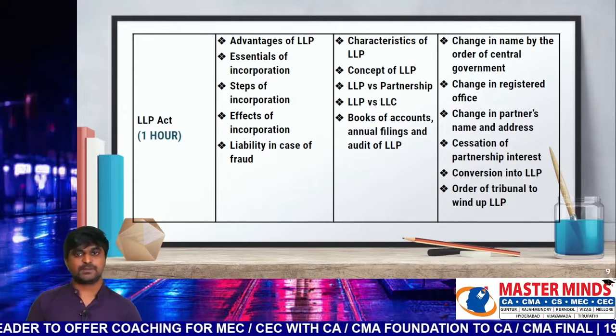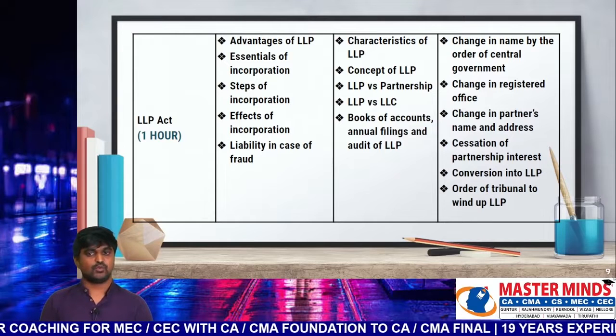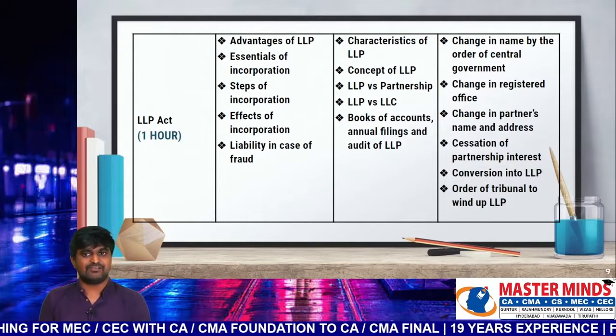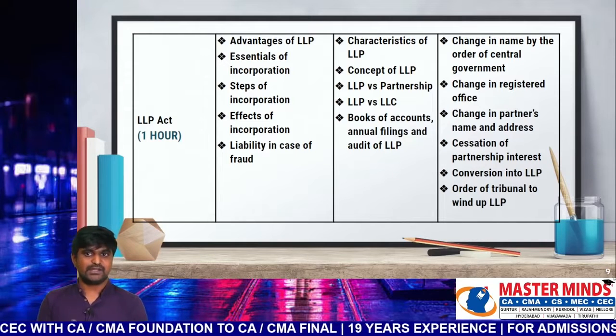Next, third priority concepts: change in name by order of central government. So when it will pass the order, what are the time limits available, and what happens if it is not complied with within the time limit. We need to read about that.